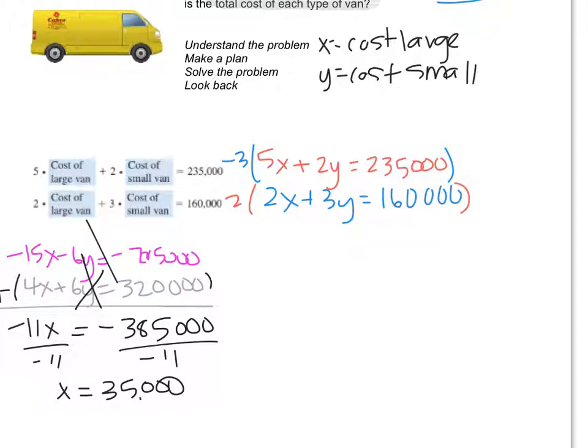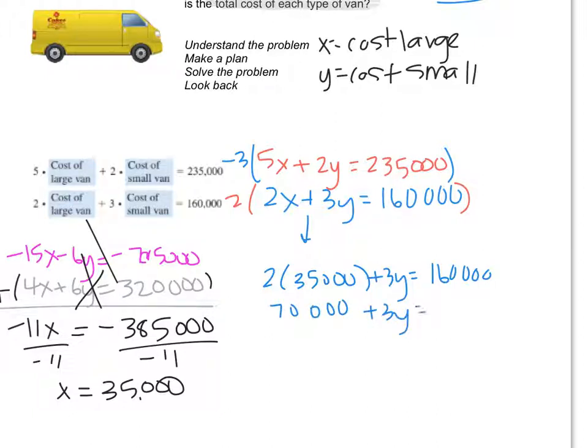Now I have to figure out the cost of the small van. So I'll use the bottom equation. 2 times 35,000 plus 3y equals 160,000. So that's 70,000 plus 3y. Subtract 70,000. Sorry, I had to get my calculator out. That's 90,000. And so that means that each small van is 30,000.